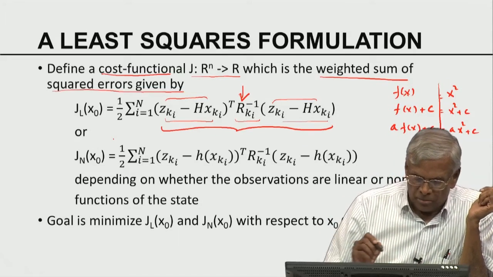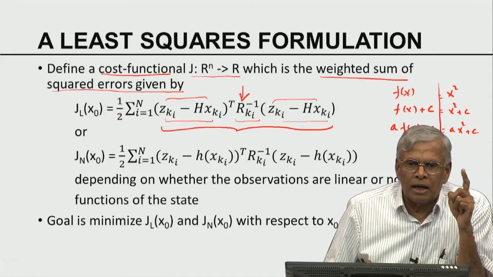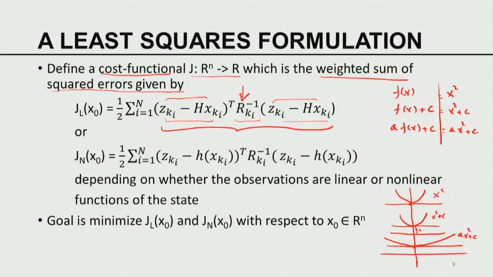We would like to, so JL is the weighted sum of squares in the linear case. JN is the counterpart for the nonlinear case. Now look at the difference. The difference is essentially in this particular term. You can readily see this term converts to h of x. Everything else remains the same.